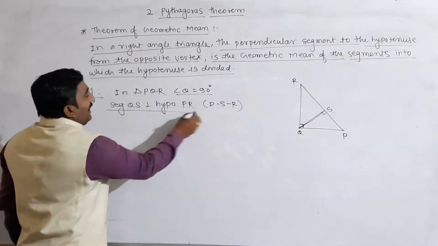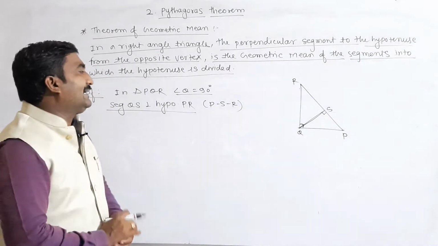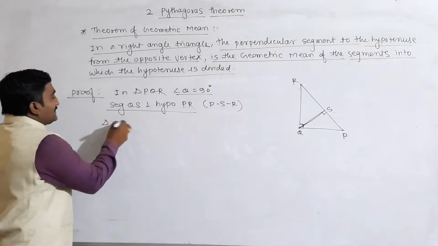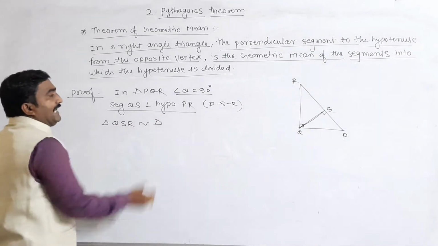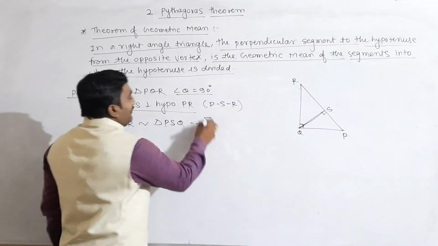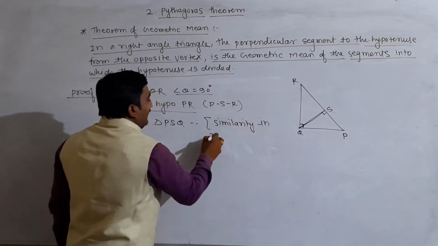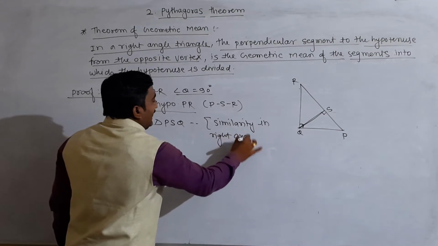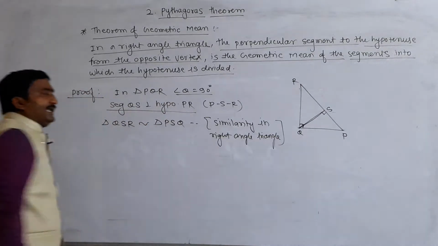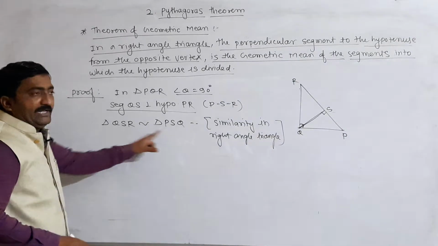And when we draw a perpendicular to the hypotenuse, by the property of similarity in a right angle triangle, we can write triangle QSR is similar to triangle PSQ. What is the reason? Similarity in a right angle triangle. We have to know the property of similarity in a right angle triangle. Triangle QSR is similar to triangle PSQ.